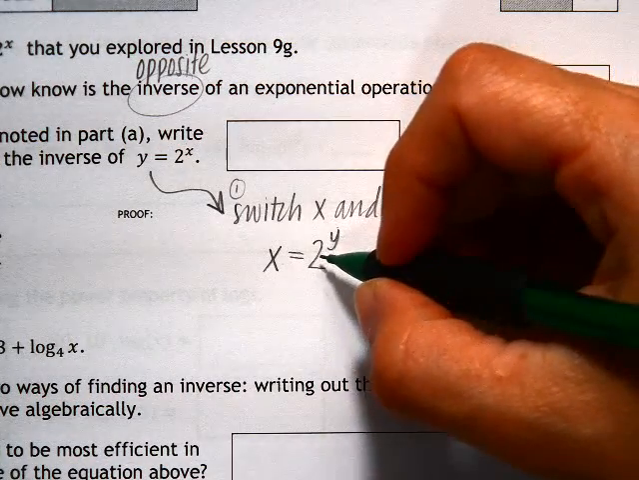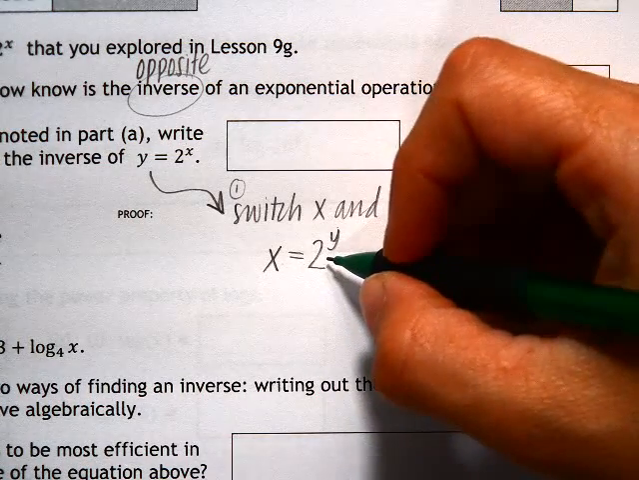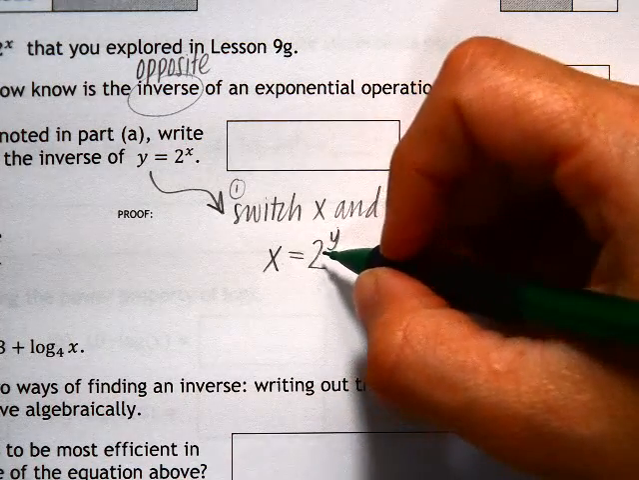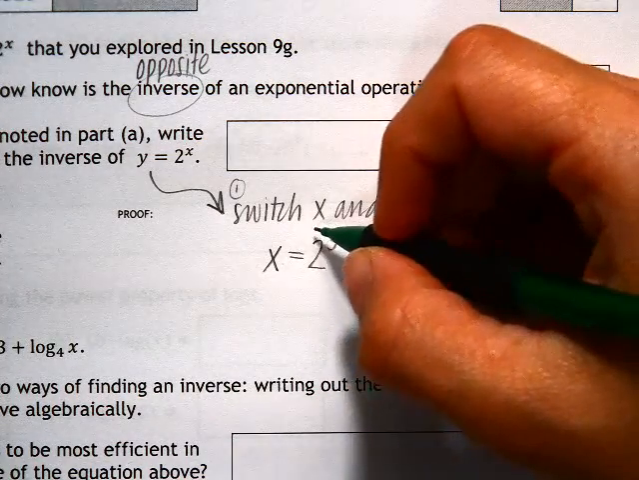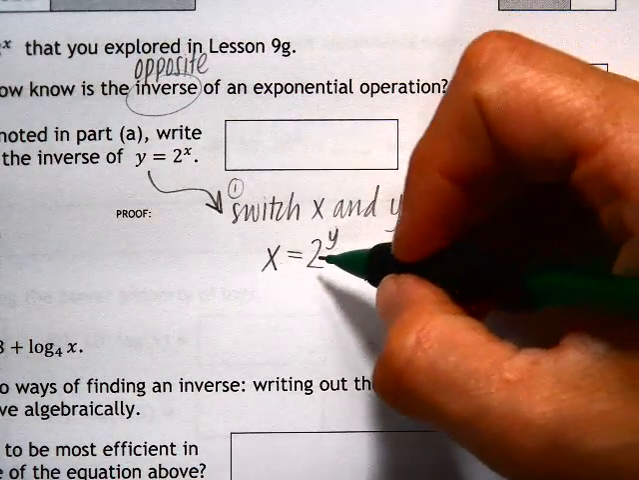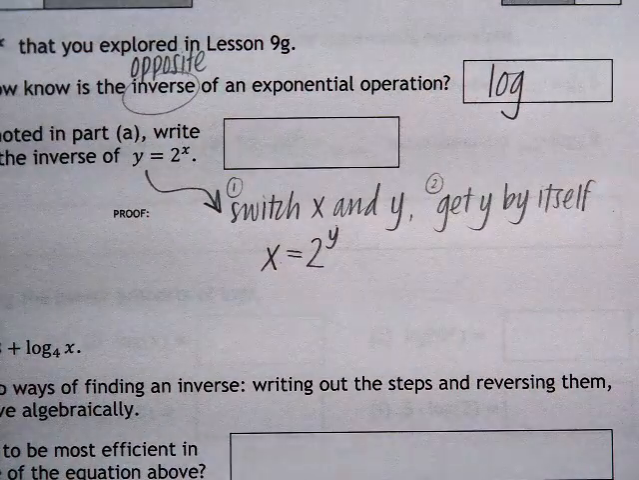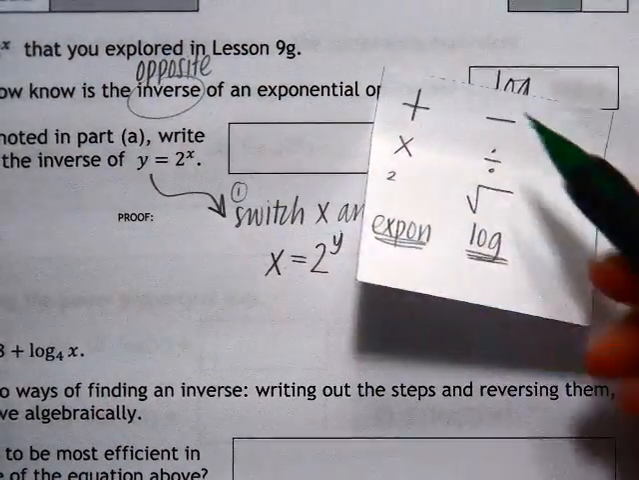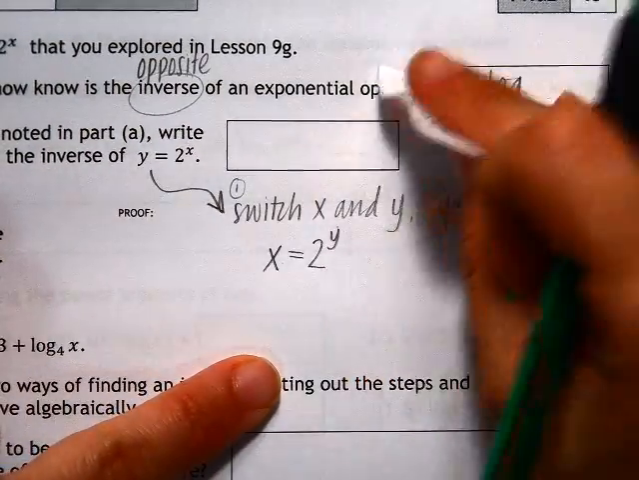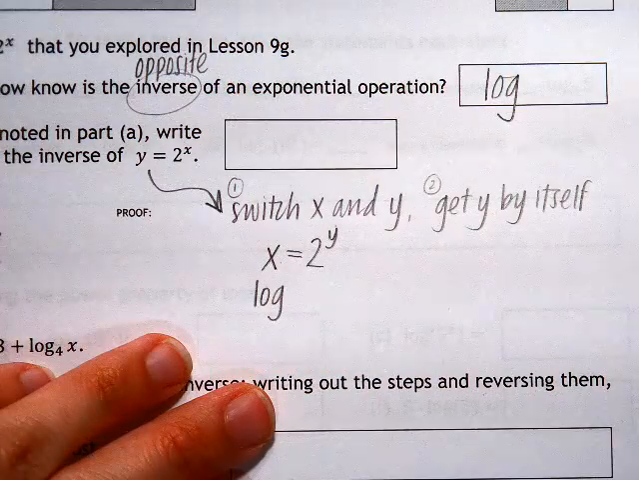The only way to get rid of the 2 is to get rid of this exponential. Notice the 2 is not multiplying the y, so I can't divide it. The 2 is not adding to the y, so I can't subtract it. It's not squaring the y, so I can't square root it. It's exponentiating the y. It's pushing the y up as a power. So the only way to get rid of something exponential is to use a log. So what I'm going to do is rewrite this problem with a log.